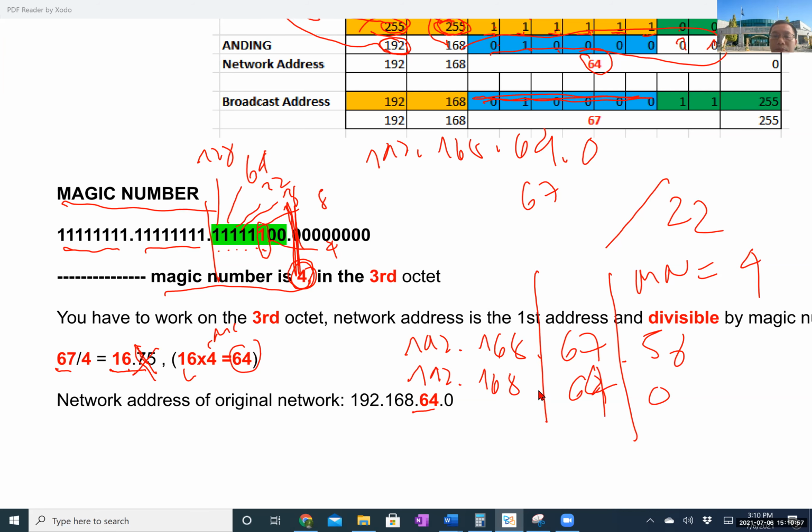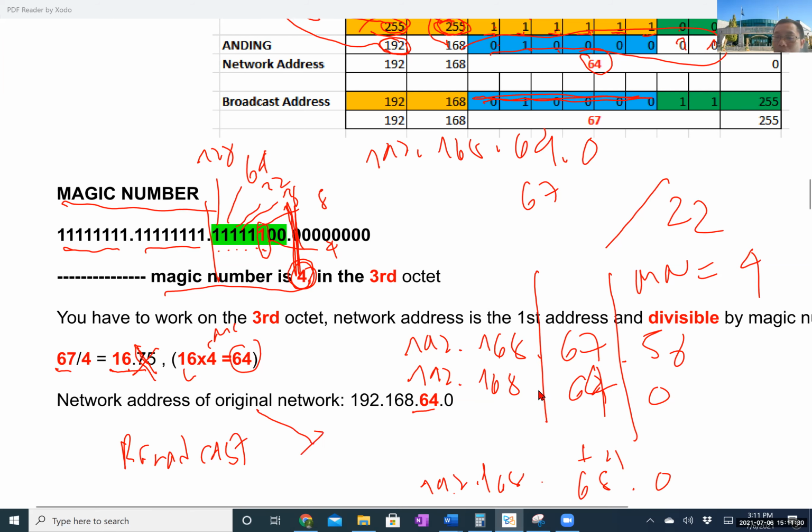And of course, what do you think? What is the broadcast address for this one? What's the broadcast here for this one? What is the broadcast? 192.168.67.255. Yeah, right. Because you have the magic number 4, so you add it up to number 4. You have the next network address. So we have 192.168.68.0 as the network address of the next subnet here. So the broadcast is the one that comes right before this one. That's why you have 192.168.67.255 as the broadcast here.